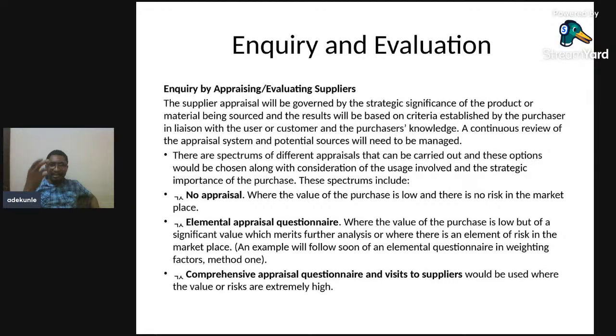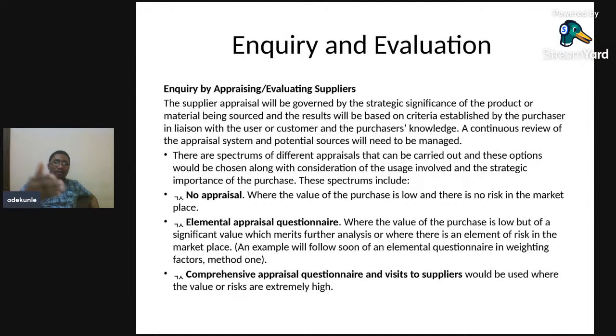Now you can have an elemental appraisal questionnaire. This is where the value of the purchase is low, but of significant value which merits further analysis, or where there is an element of risk in the marketplace. An example would be an elemental questionnaire weighing-factors method. When you look at the questionnaire, you look at quality, you look at time, you look at service of delivery, then you attach numbers to it to weigh whether the procurement process is doing well or not.